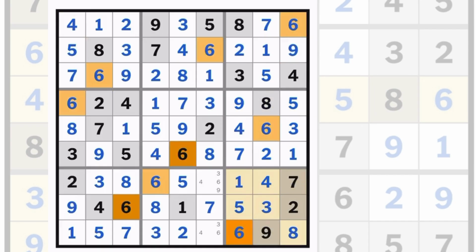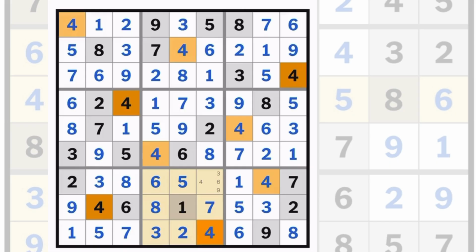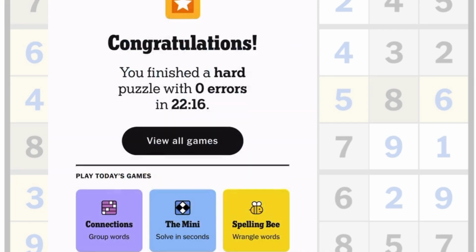This is a cell where 6 is unique. So last two numbers, this is a cell where 4 is unique, and the last number to complete this hard Sudoku puzzle is number 9.